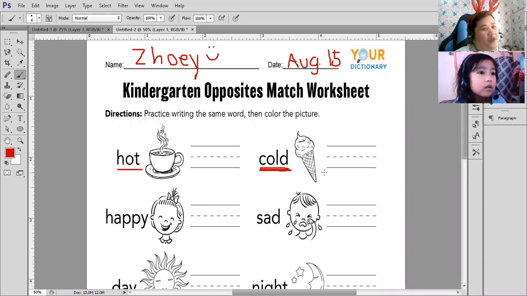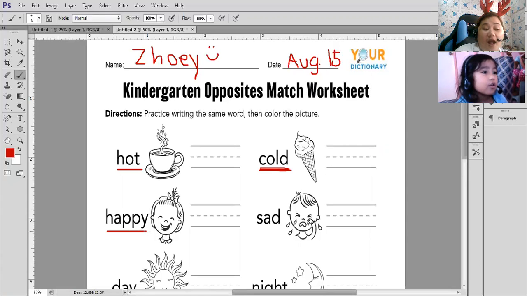Cold. The cold ice cream is melting. Very good. Okay, how about seeing its melting face? Perfect. How about this?